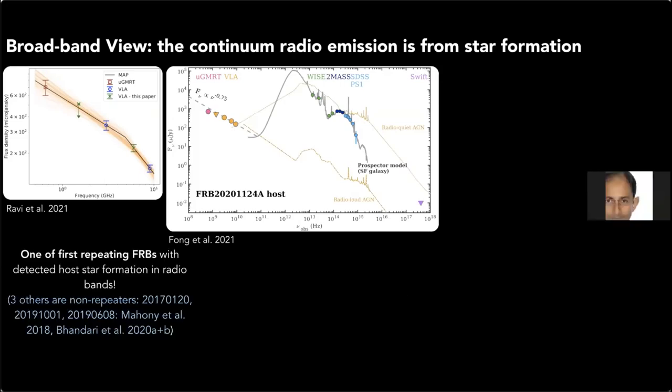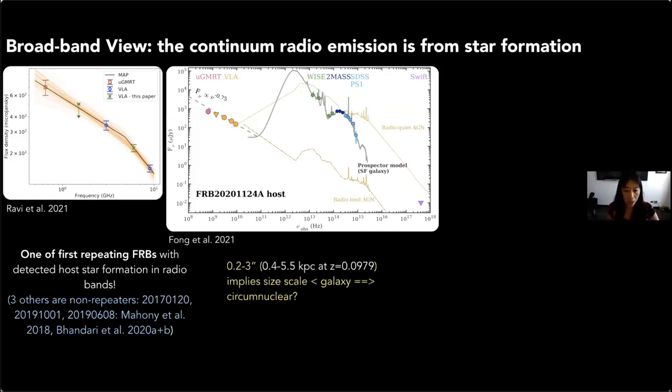So this is one of the first repeating FRBs with detected host star formation in the radio bands. I think M81 might be the only other one, which has the advantage of being very close by. We can also set some sort of size scale based on the available measurements in the literature, and this implies a size scale of less than the galaxy.